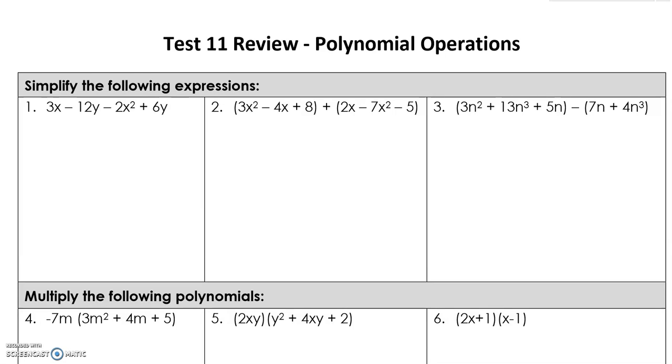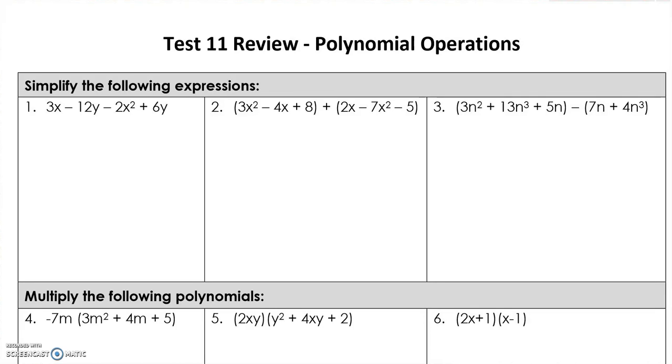Okay, we're going to go over and demonstrate how to do the problems from the review. So here we go. Problem number one, we've got 3x minus 12y minus 2x squared plus 6y. In order to simplify this, what we want to do is combine like terms.